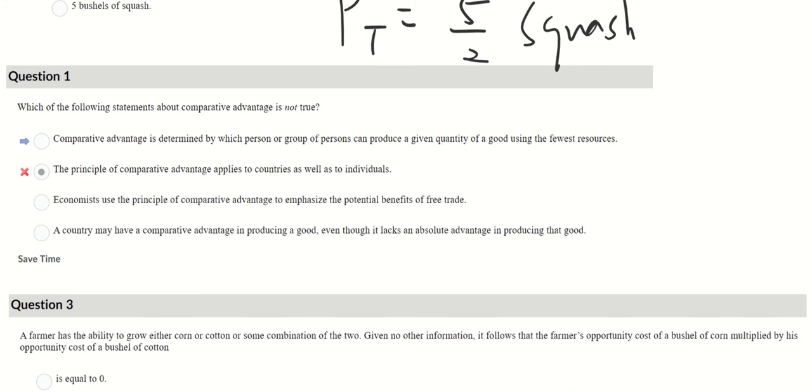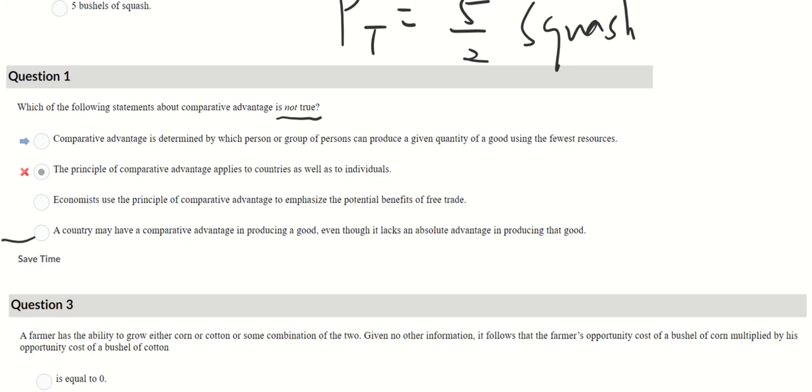All right, so next question. Which of the following statements about comparative advantage is not true? Let's look from the bottom up. The last one says, a country may have a comparative advantage in producing a good, even though it lacks the absolute advantage in producing that good.